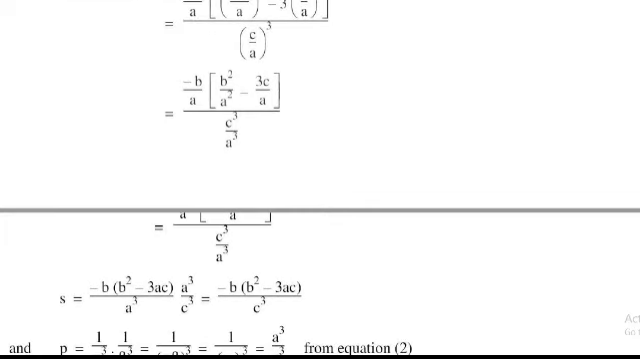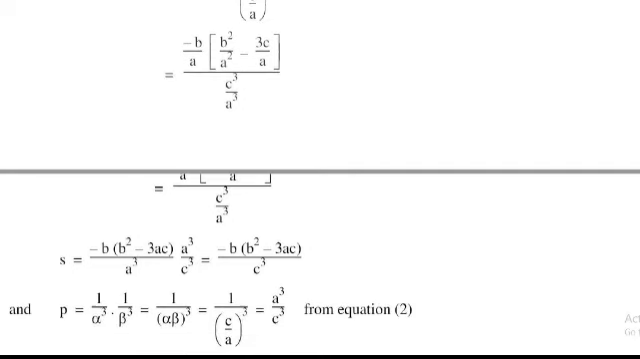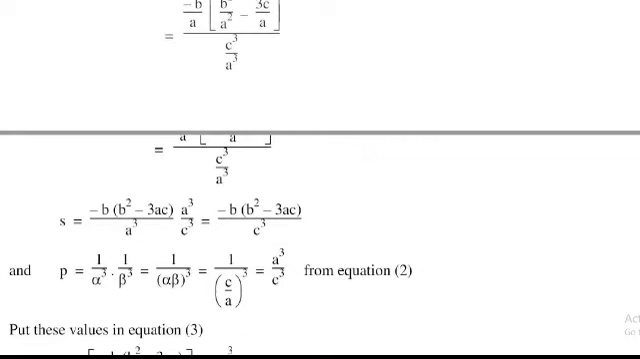And the product of roots is equal to 1 over alpha cube dot 1 over beta cube, which is equal to 1 over alpha beta whole cube. So alpha beta is equal to c over a whole cube. The whole denominator term can also be written in numerator form, that is a cube divided by c cube.